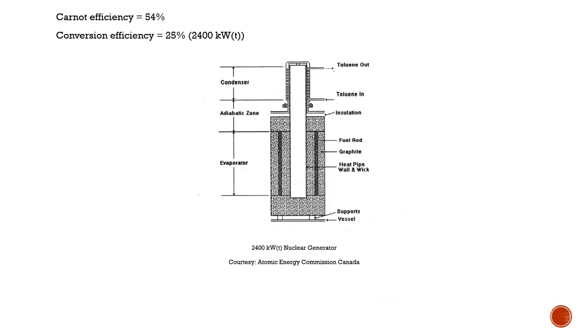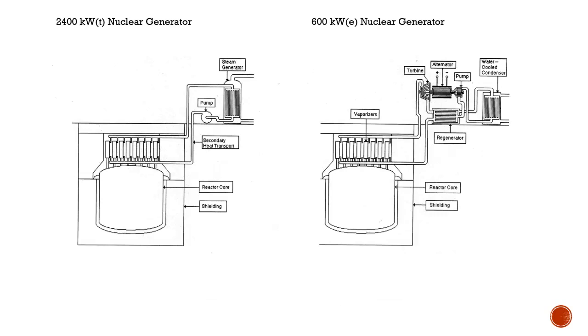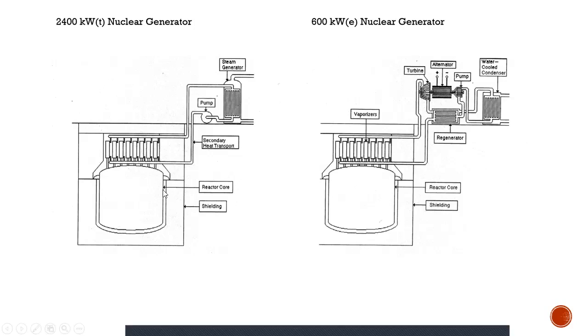Now we have another generator, the electric generator. It's the same nuclear generator, but a 600 kilowatt electric generator. Unlike a thermal nuclear generator, which has a shielding, and inside we have a reactor core where the nuclear reactions are going on, and it has these vaporizers. When water is passed through this, it generates heat and turns into steam. The steam runs the turbine and generates electricity.